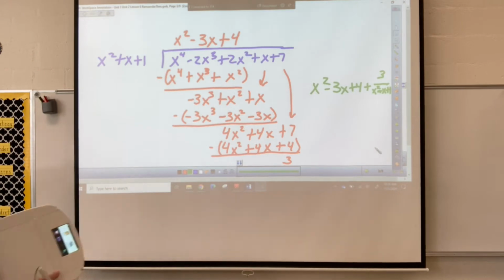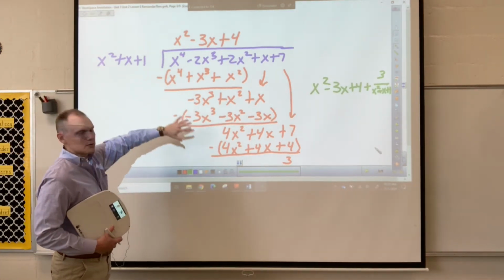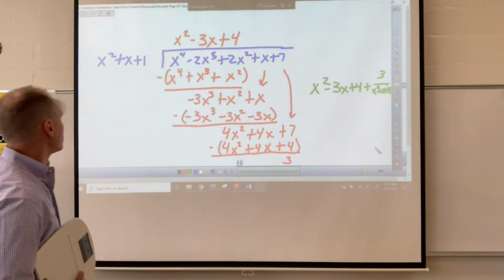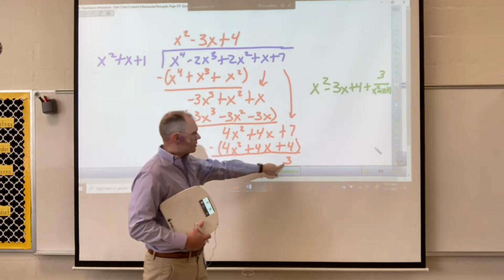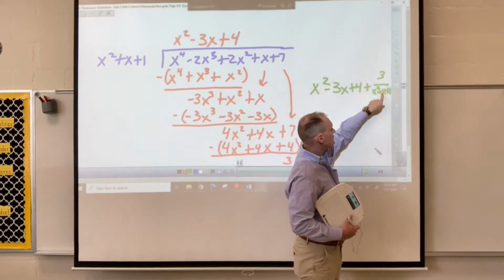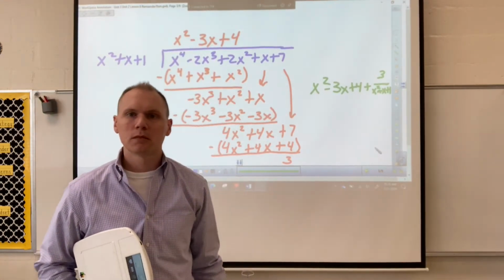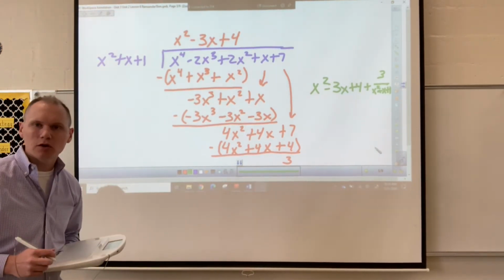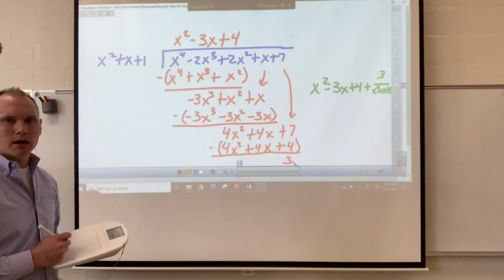For the second one, I'm not going to go through this step by step necessarily, but you can see the work and follow that as you go. As a result, we're left with this quadratic, x squared minus 3x plus 4, with a remainder of 3. So we have x squared minus 3x plus 4 plus 3 over the divisor, which is x squared plus x plus 1. So hopefully you're able to get both of those. Again, if you didn't, go back and check your work, especially check the signs as you go.